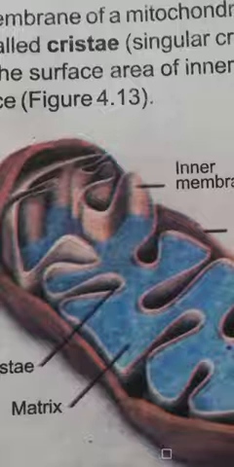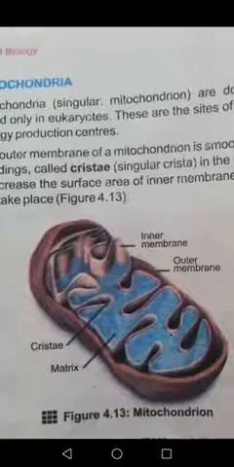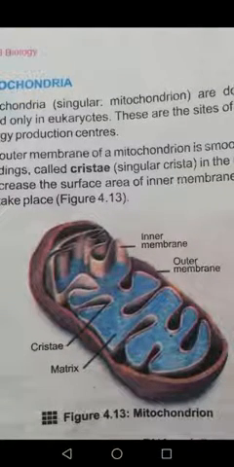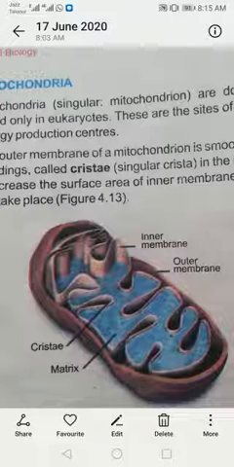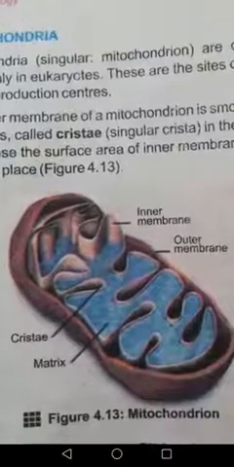Another important thing about mitochondria is that they have their own DNA and ribosomes, and these DNA and ribosomes are more similar to prokaryotic ribosomes rather than eukaryotic ribosomes. It means they are semi-autonomous organelles that perform their own function by themselves, and that's why they have their own DNA and ribosomes.